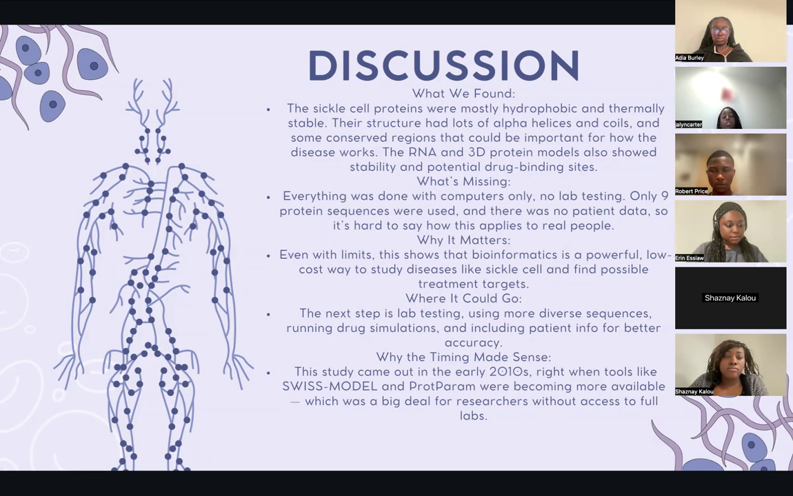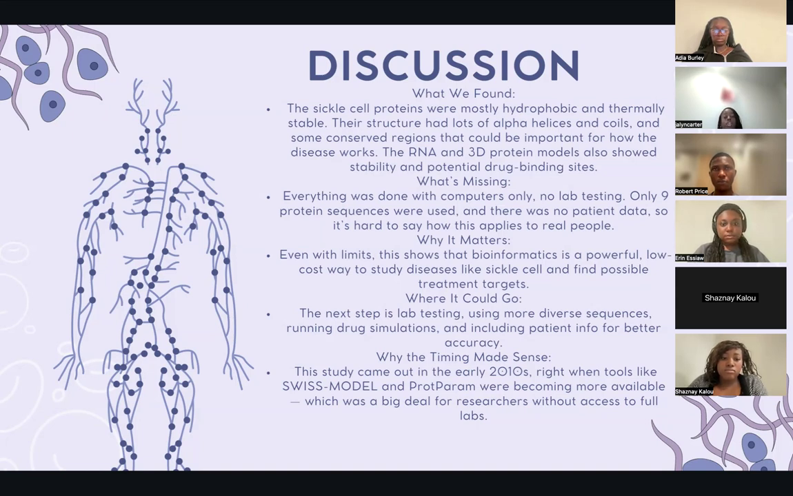As far as future research goes, it will be important to test these models in the lab to see if they match what's really happening in the body. Researchers could also look at a bigger variety of protein sequences, including ones from different people, to see how well the findings hold up. It might also be useful to run drug simulations to find out what molecules could bind to these proteins, potentially stopping the sickling process. Adding in patient data could also make the research more personalized and impactful.